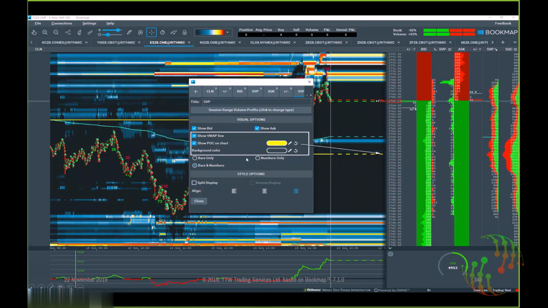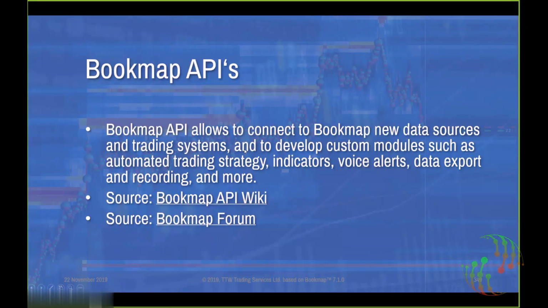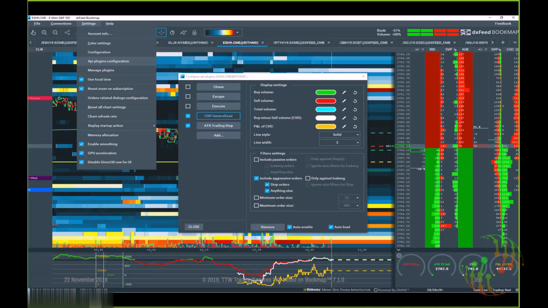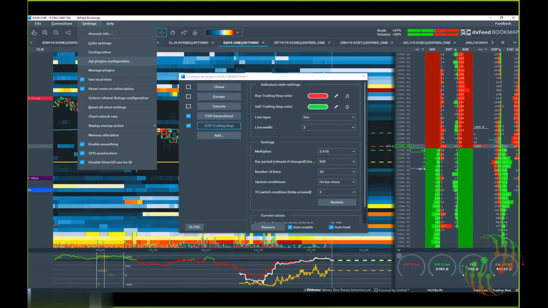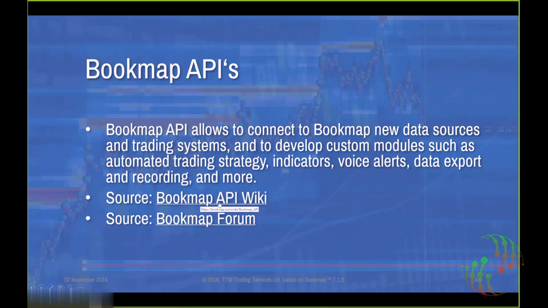This is the setting. It's very clear. Bookmap APIs: I don't want to comment on this, but you can write an external indicator and add it to Bookmap based on Bookmap's APIs. They are open. They are described in the Bookmap API Wiki. Follow this link, please. And there's a Bookmap forum. You can find a lot of useful information about Bookmap's APIs, application program interface.